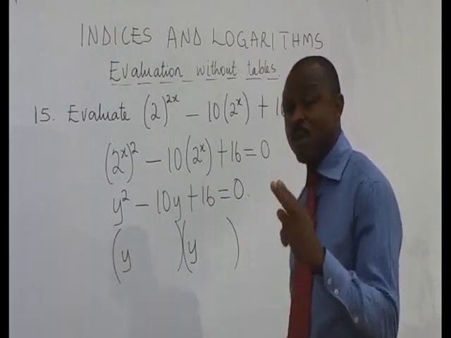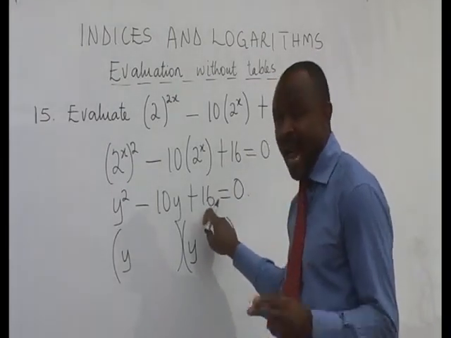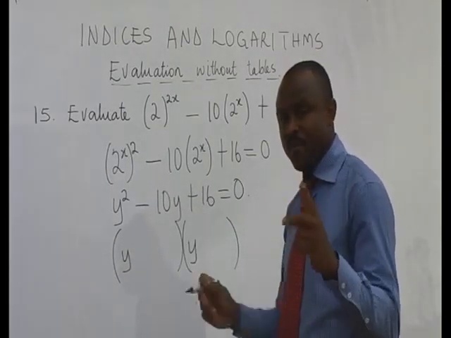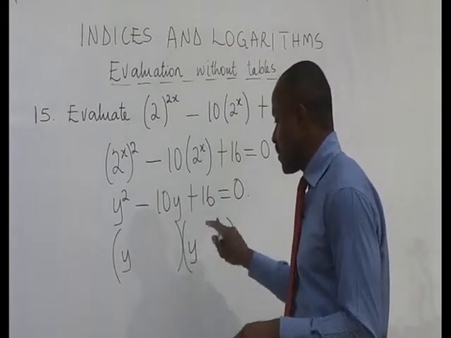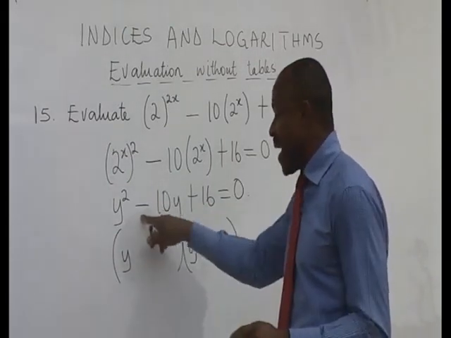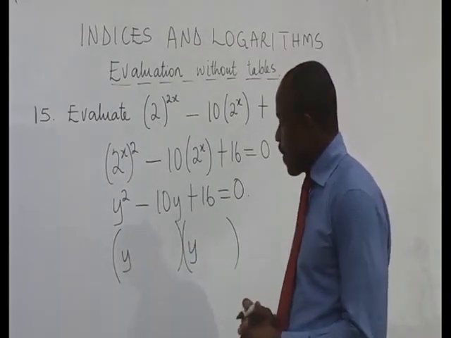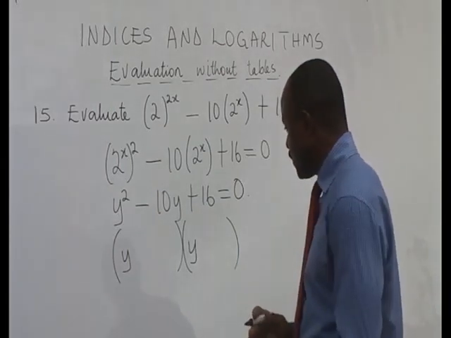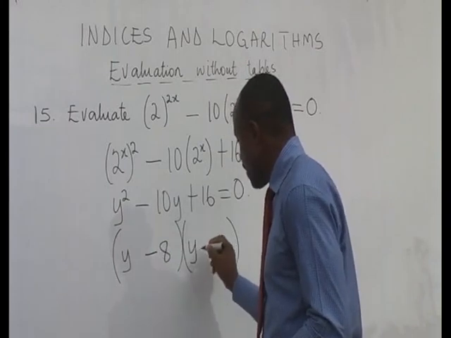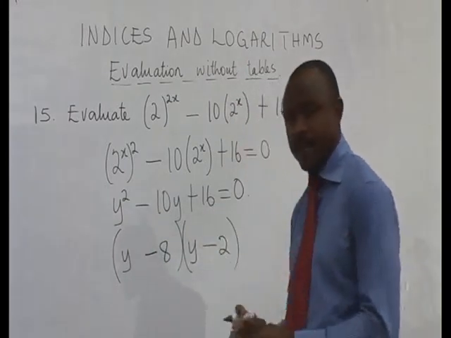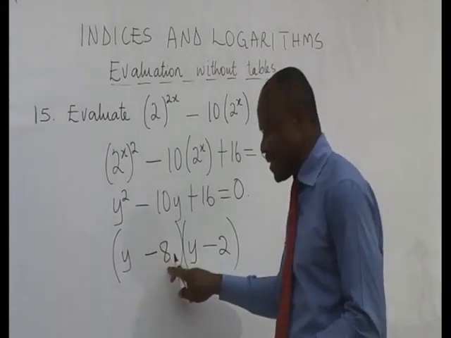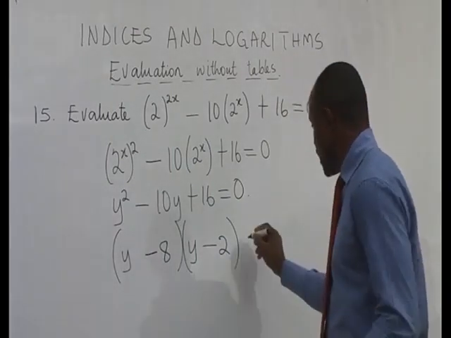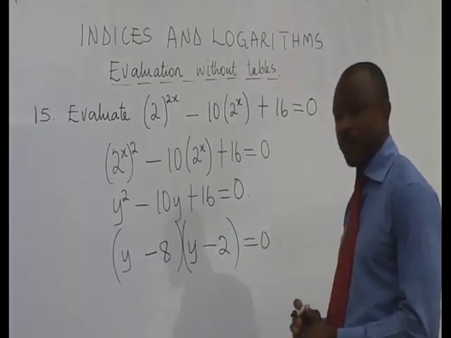Find two numbers that have the product of plus 16 and sum of minus 10. Two numbers that if you multiply them together you get plus 16. If you add them together you get minus 10. I'm looking at 8 and 2. Minus 8 times minus 2 will give you plus 16. At the same time, minus 8 plus minus 2 will give you minus 10. So we are correct. Remember, this is equal to 0.